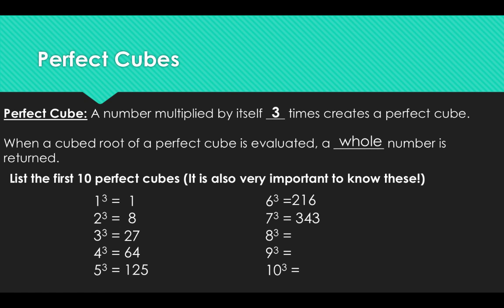8 cubed is 8 times 8 times 8, which is 512. 9 cubed, 9 times 9 times 9, which is 729. And 10 cubed is 10 times 10 times 10, which is 1000.